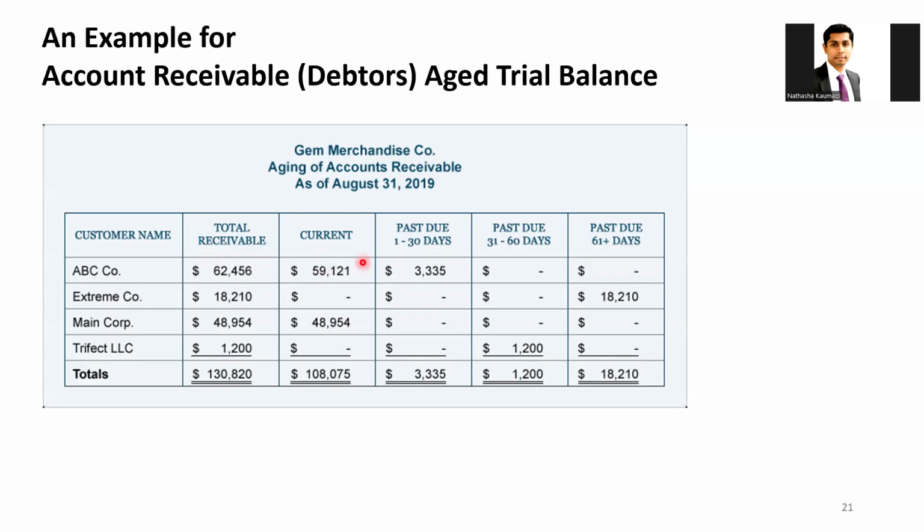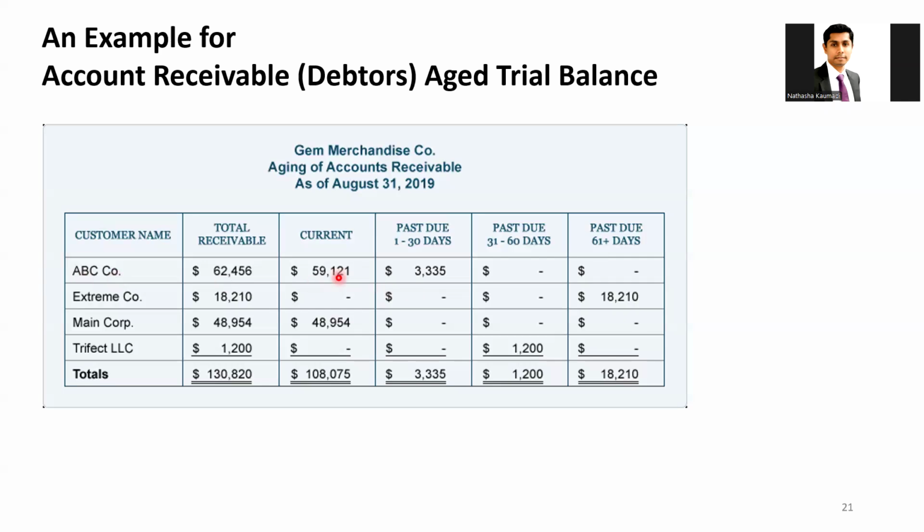And then you are segregating or dividing this total number into different baskets. You call that baskets. Current basket, and then 1 to 30 days old basket, 31 to 60 days old basket and 61 plus days old basket. Current basket means these amounts are not overdue. These are still within the credit period. That means, let's say we have given 1 month for ABC company to pay the dues. That means credit period is 1 month.